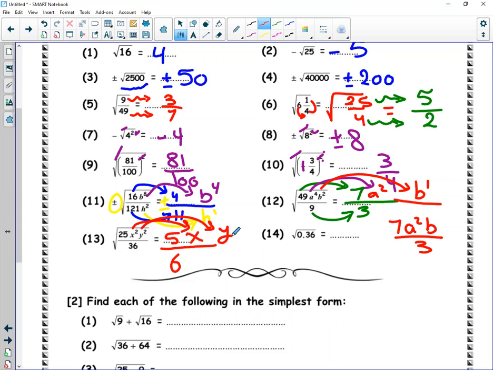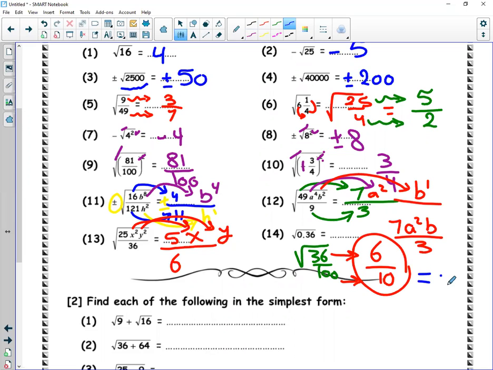0.6. You can use the calculator to solve it, or you can say that 0.36 is 36 over 100. So the root of the numerator equals 6, and the root of the denominator equals 10. So the answer is 6 over 10, which we can write as 0.6. Okay, let's go to another question.